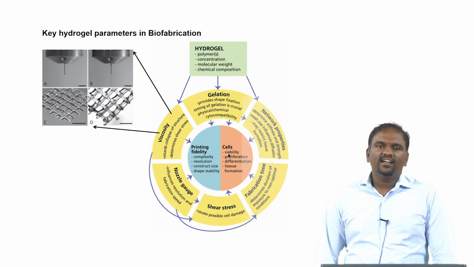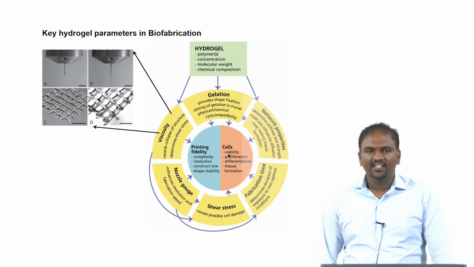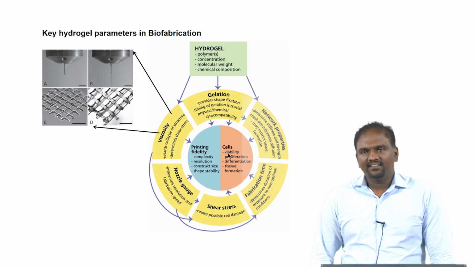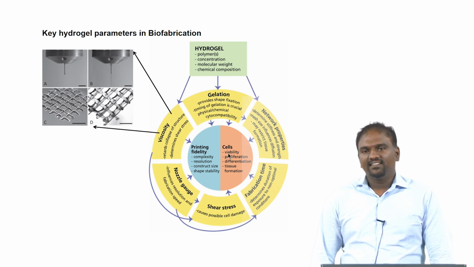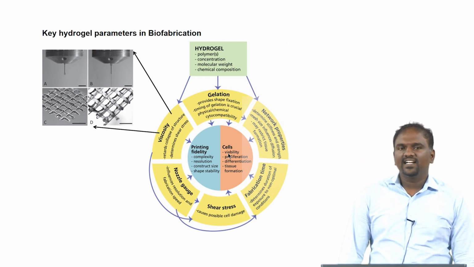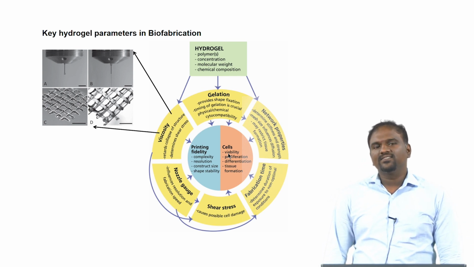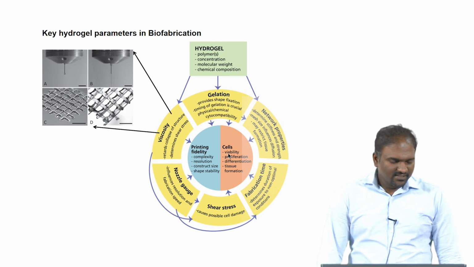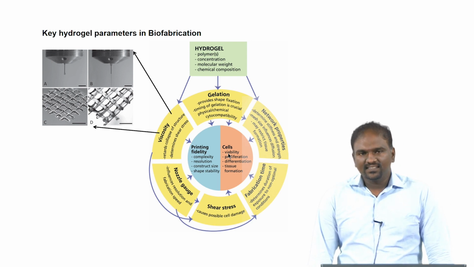On the left side we see one fine example. In the first image, A, they used gelatin methacrylate, which is a known polymer. When they used only gelatin methacrylate, it was not able to print, and it formed a droplet. But when they mixed it with hyaluronic acid, it formed a clear filament, and once that was formed, they were able to get the structure of their interest. So viscosity plays a very important role in controlling this.